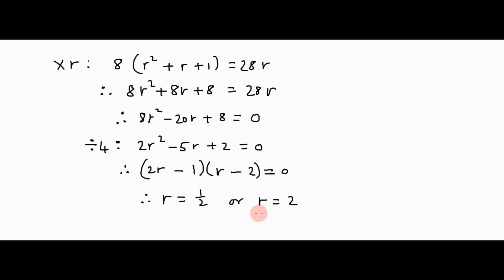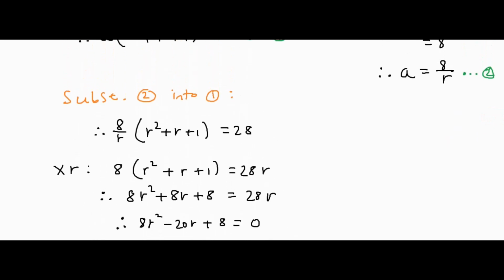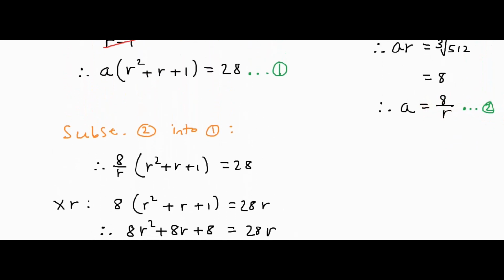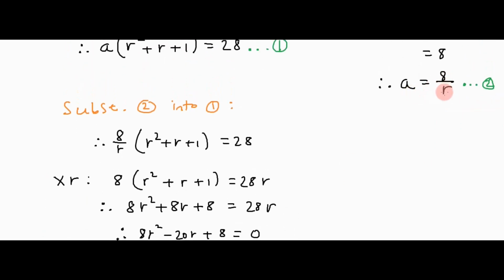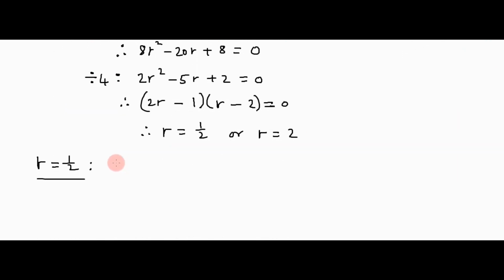Now that we have the values of R, or the possible values of R, we can substitute it back into equation 2 and get A. So when R is equal to a half, using this equation, A equals 8 over R. So A will equal 8 over a half. And this, of course, is 16. Then when R is equal to 2, then A will equal 8 divided by 2, which is 4.